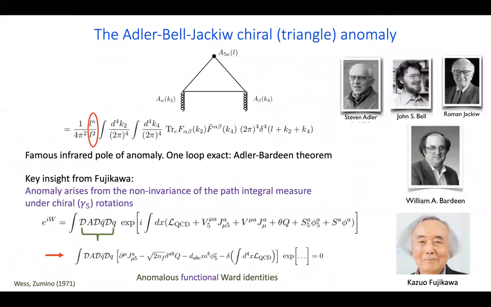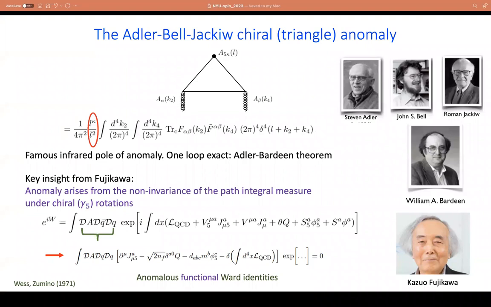It was first discussed by Adler and Bardeen in the context of QED. And there's a beautiful paper by Bardeen where he showed that it's also one loop exact in QCD. In other words, you can dress the triangle with any number of gluons, and this operator structure is robust. Another way of thinking about this is that the anomaly arises from the non-invariance of the path integral measure under chiral rotations.